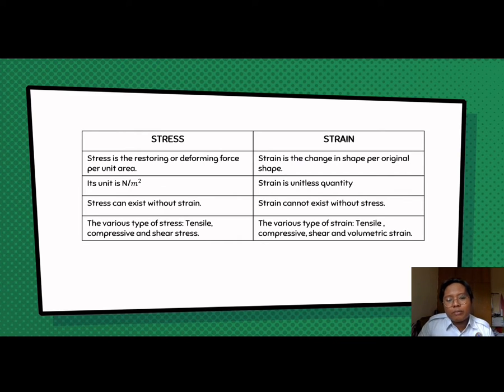And the last point for the differences between stress and strain is the various types of stress are tensile, compressive, and shear stress. But the various types of strain are tensile, compressive, shear, and volumetric strain. Strain has one extra type.